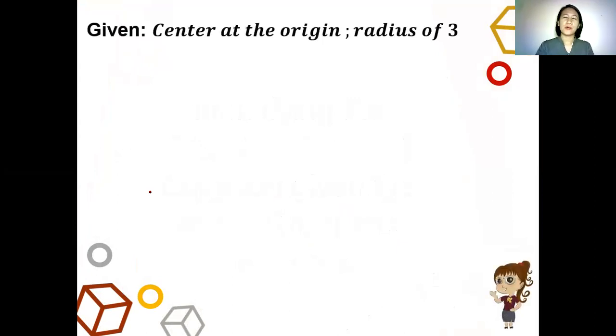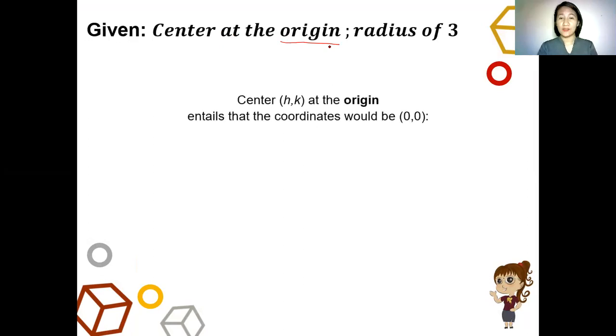For the first example, center at the origin, radius of 3. Since the center is at the origin, taking note of that, when we say origin, the coordinates are (0, 0). And we are aware of that. Now, substituting it, h will now become 0 and k is equal to 0. Remember, this is h, this is k.